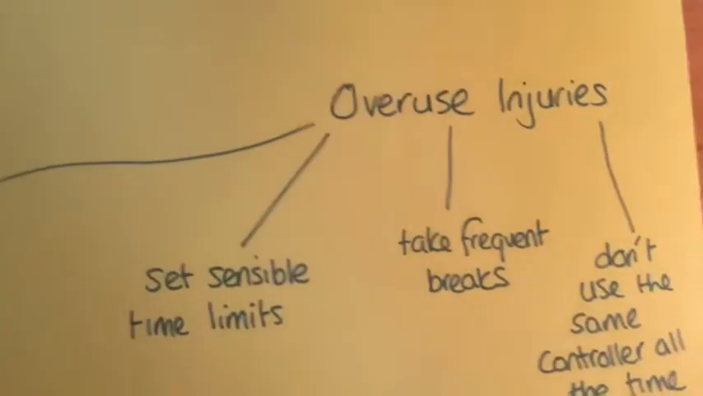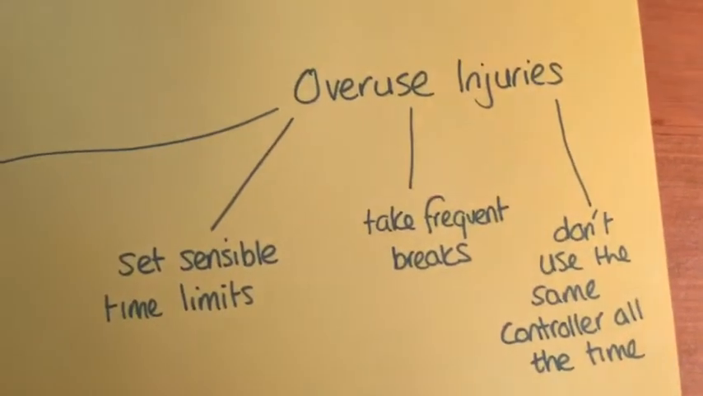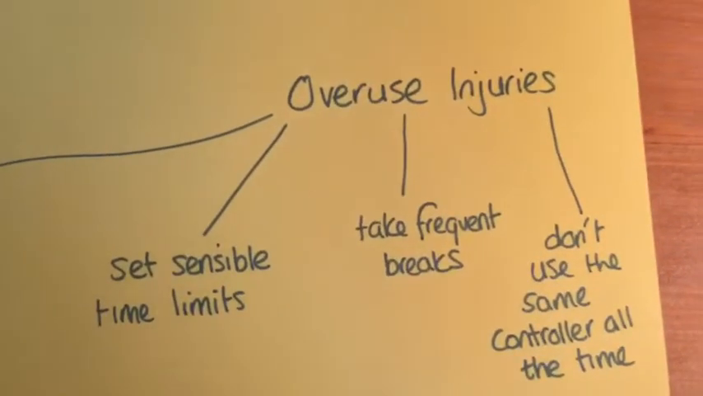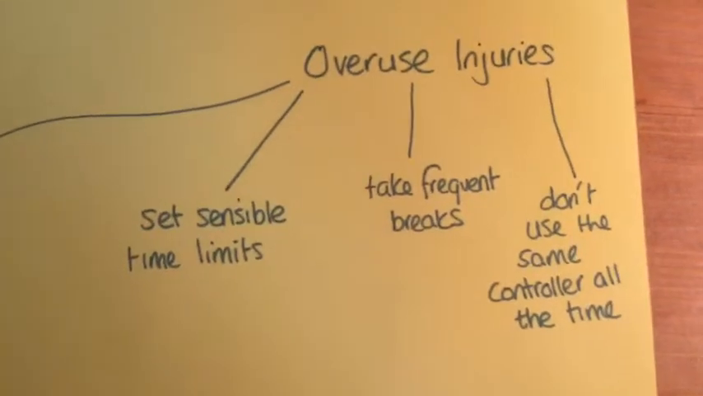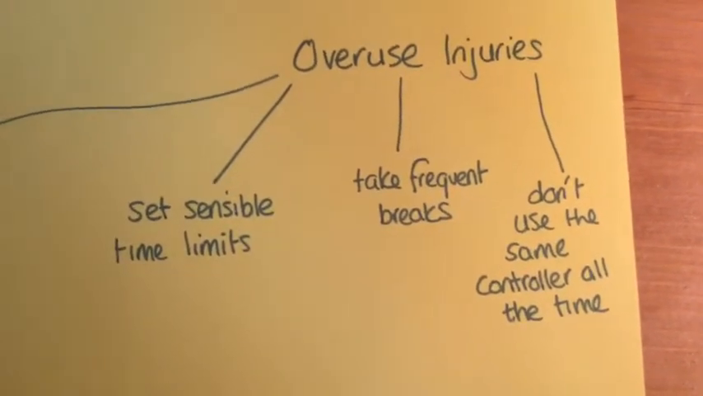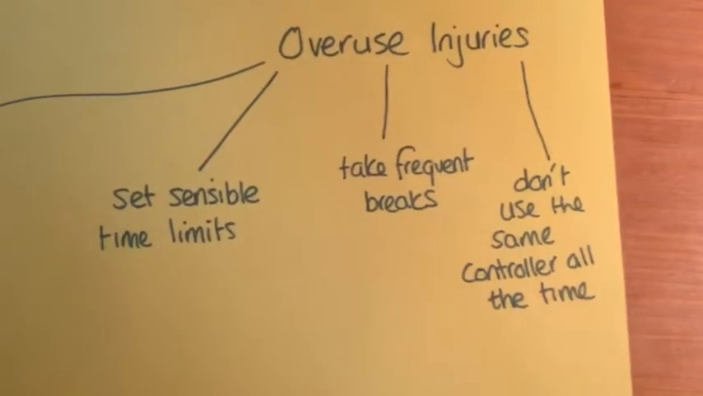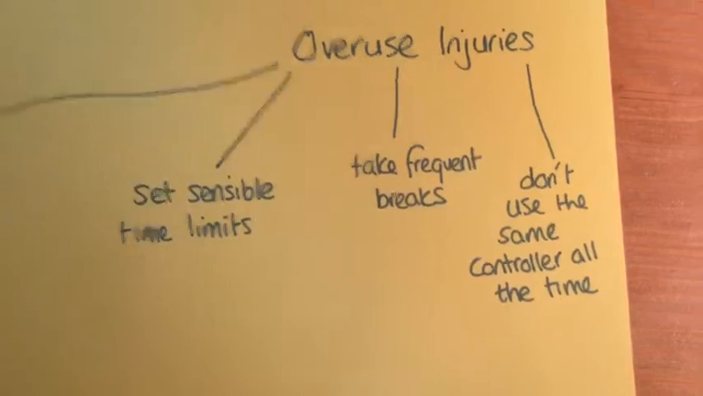So the first one is overuse injuries. This is where you're pressing buttons constantly, which can lead to RSI, especially of the thumbs. How you can overcome this: set sensible time limits, take frequent breaks to stretch and flex, and don't use the same controller all the time.